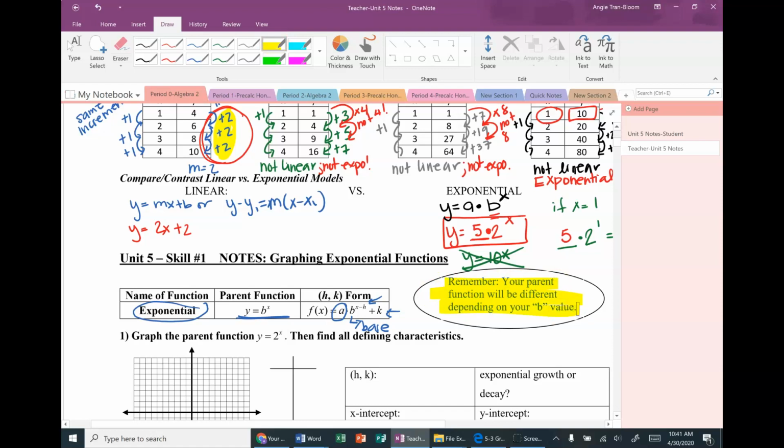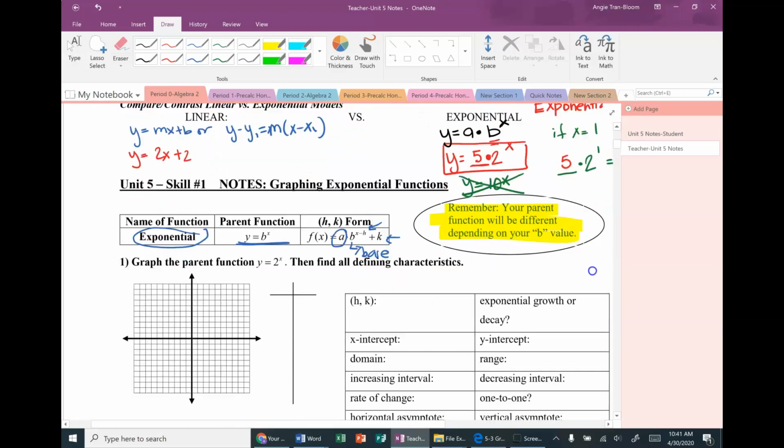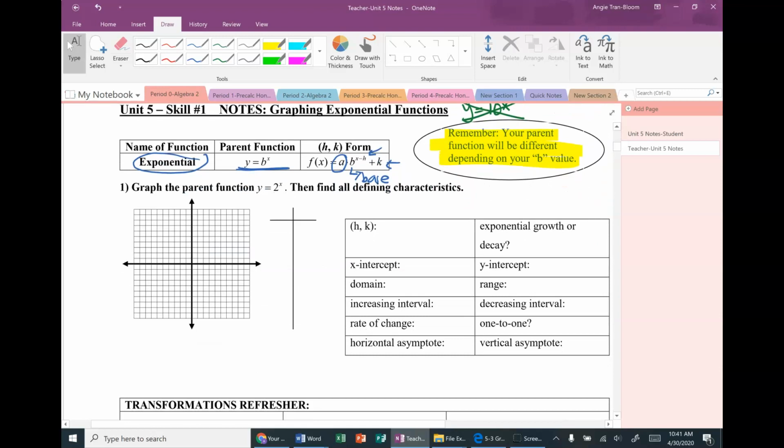Remember, your parent function will be different depending on your b value. We are going to start with a parent function that has a base of 2. Now, every single parent will be different depending on your base. So if the base is y equals 3 to the x, then you're going to have a different value.